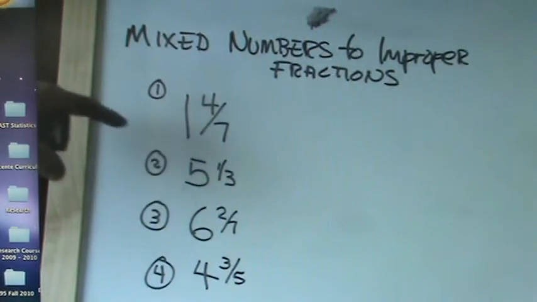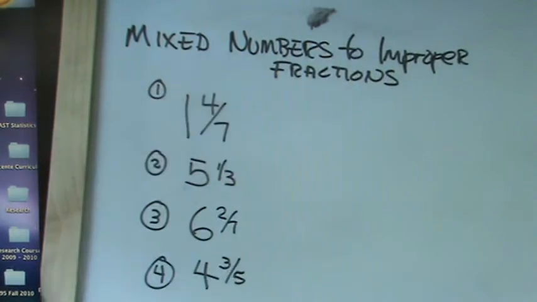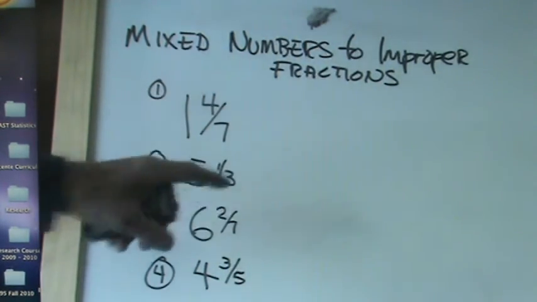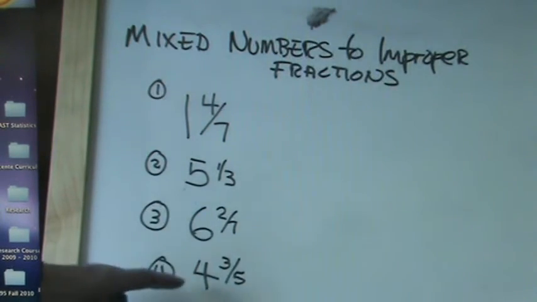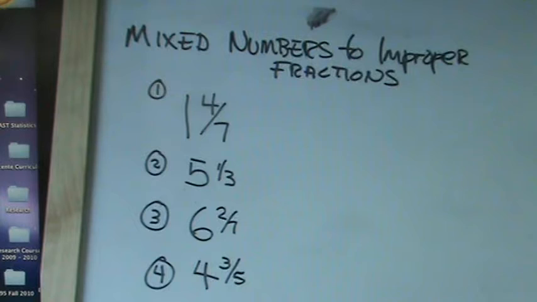Okay, here are 4 problems for you. Problem 1, 1 4/7. Problem 2, 5 1/3. Problem 3, 6 2/7. Problem 4, 4 3/5. In your notebook, work these problems. Put the DVD on pause, work the problems, then turn the DVD back on again, and we'll see how you did.